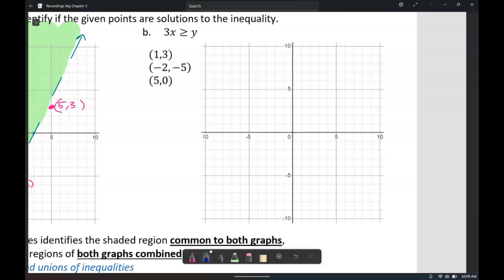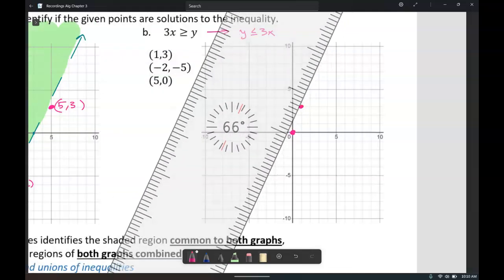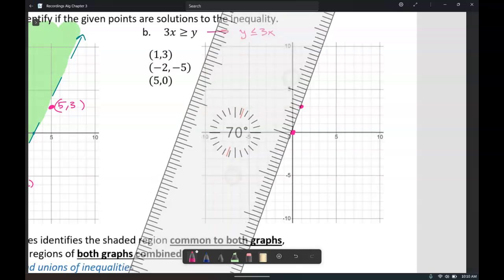Take a look at the next example. And what we're going to do is, it's already in slope-intercept form, but we can rewrite it into a much more readable format, where y is less than or equal to 3x, rather than 3x is greater than y. Same line. Starts on our origin with a y-intercept of 0, and we have a slope of 3. So we can go ahead and graph. Try our best to get as close as we can.